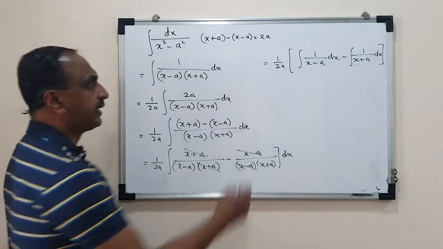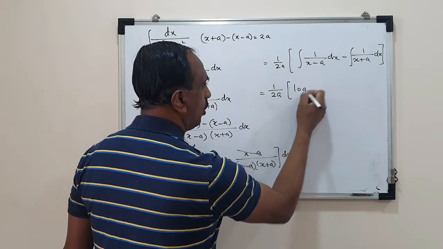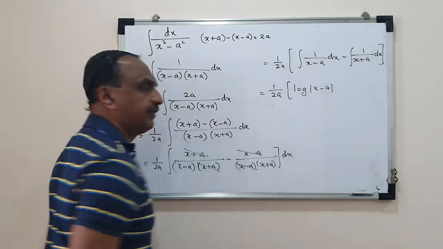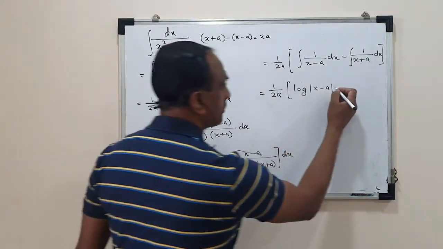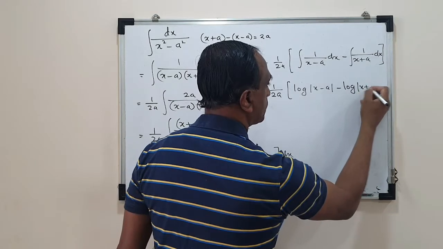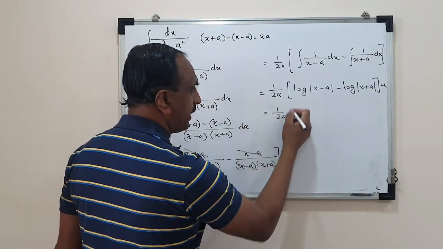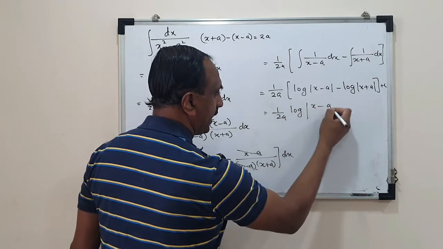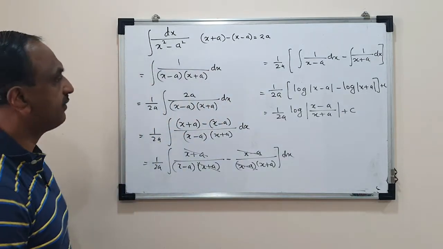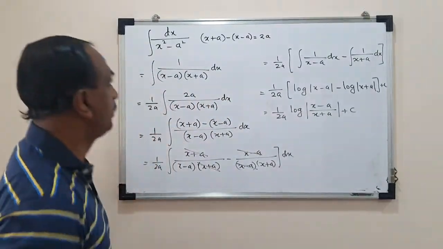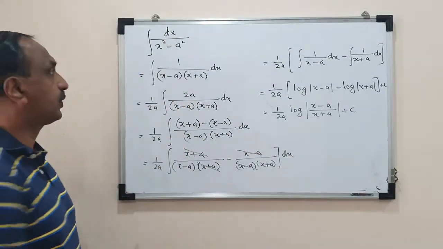So I can write this as 1 upon 2a into log of modulus x minus a, because you know derivative of log x is 1 by x, integral of 1 by x is log x, so 1 by x minus a gives log x minus a, minus log of x plus a, plus c. So my answer became 1 by 2a log of modulus x minus a upon x plus a. So how will you remember this formula? Just have a look at the formula. The method to remember this formula is like this. First of all, you divided and multiplied with 2a to get this answer.